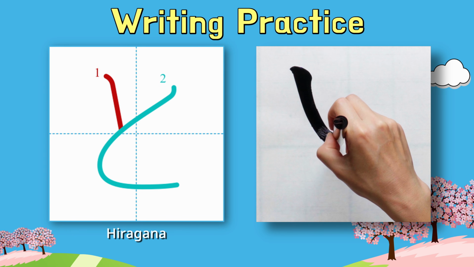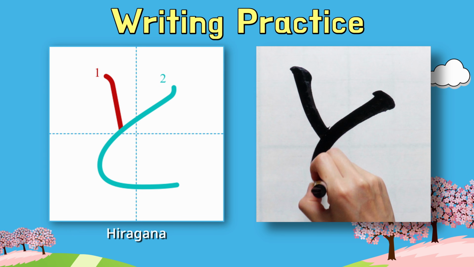Making the first line in the hiragana to look vertical will help make it look nicer.